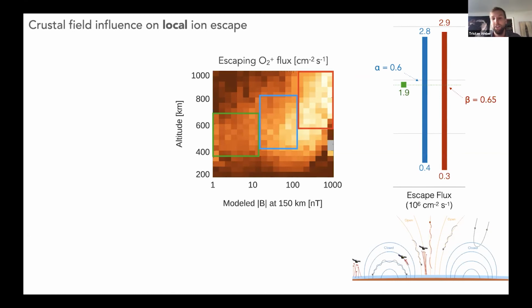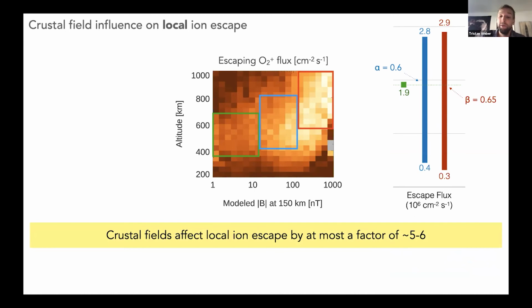This is escape fluxes, and essentially the main takeaway here is that in order for these crustal fields to have an effect of increasing ion escape, it would have to have all the particles be significantly unmagnetized. Under most conditions, these crustal fields seem to be decreasing local ion escape, and this entire range of effect they have is about a factor of 4 or 5. Or 5 or 6, sorry.